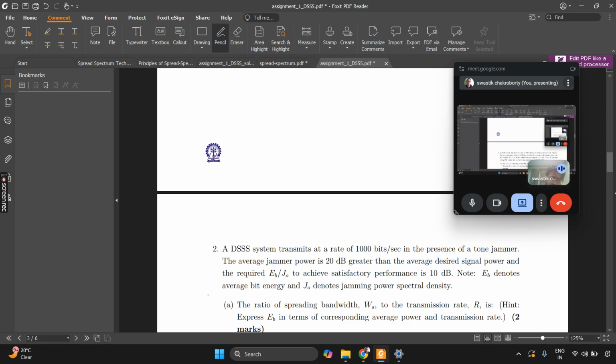The average jammer power is 20 dB greater than the average desired signal power, and the required Eb/J0 to achieve satisfactory performance is 10 dB. So the ratio of spreading bandwidth Ws to the transmission rate is... Okay, so the average jammer power is 20 dB greater than the average desired signal power, and the required Eb/J0 to achieve satisfactory performance is 10 dB. So what is the ratio of spreading bandwidth and transmission rate?